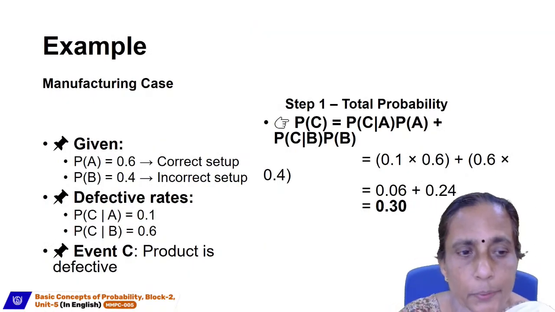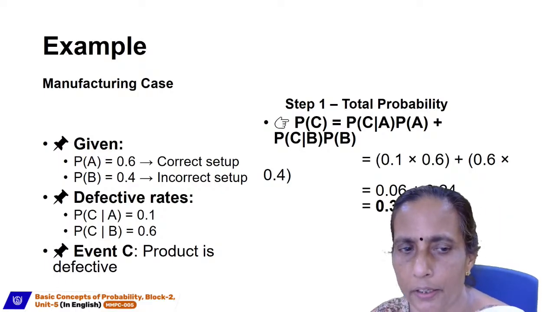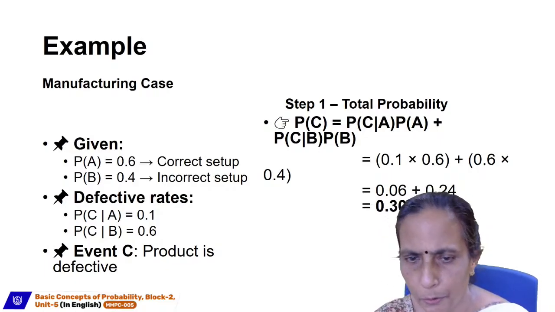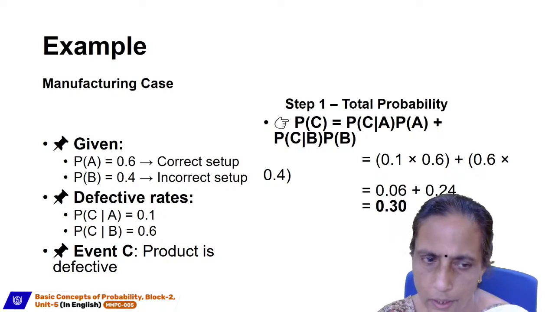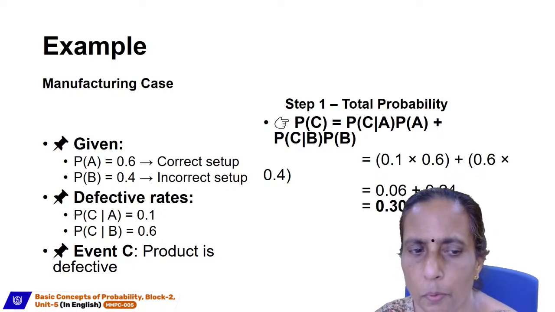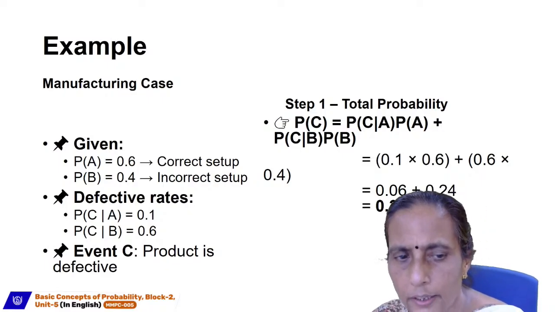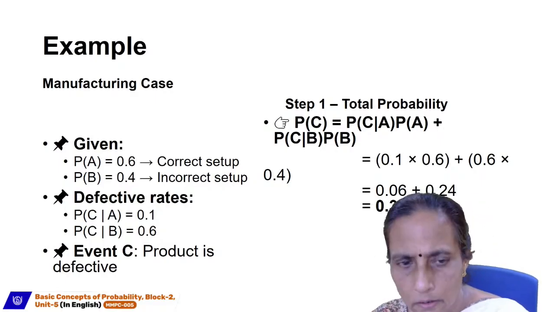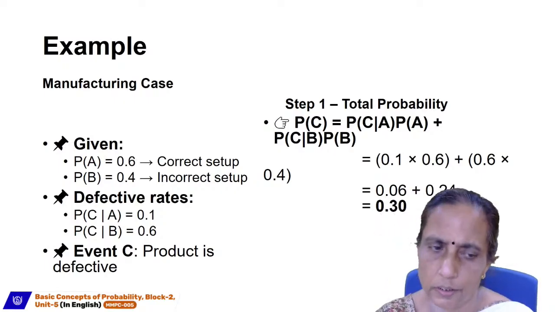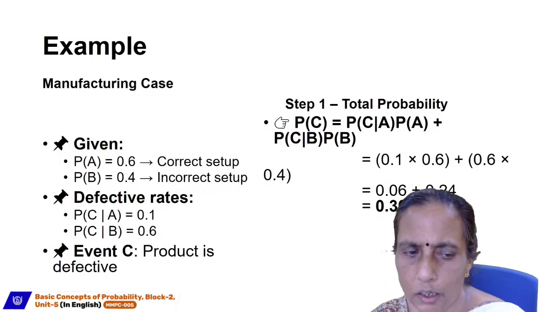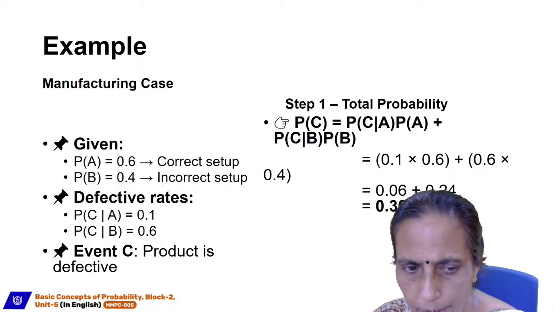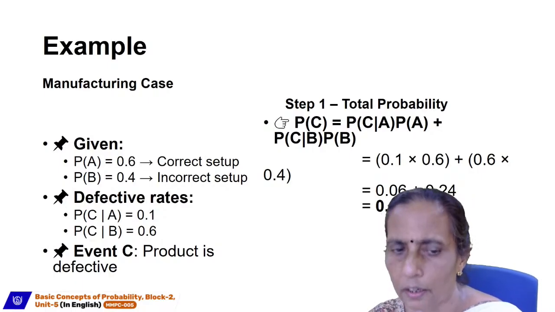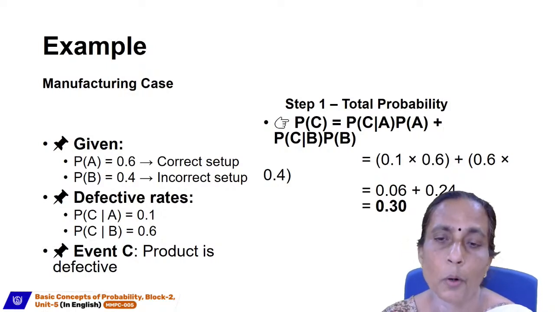Suppose we have a manufacturing case. Probability of A is equal to 0.6 with correct setup. Probability of the event B is equal to 0.4 with incorrect setup. The defective rates are given: probability of C given that the setup is correct is 0.1, and probability of C given that the setup is incorrect is 0.6. Here C is that the product is defective. Product is defective with correct setup is 0.1, and with incorrect setup the probability is 0.6.